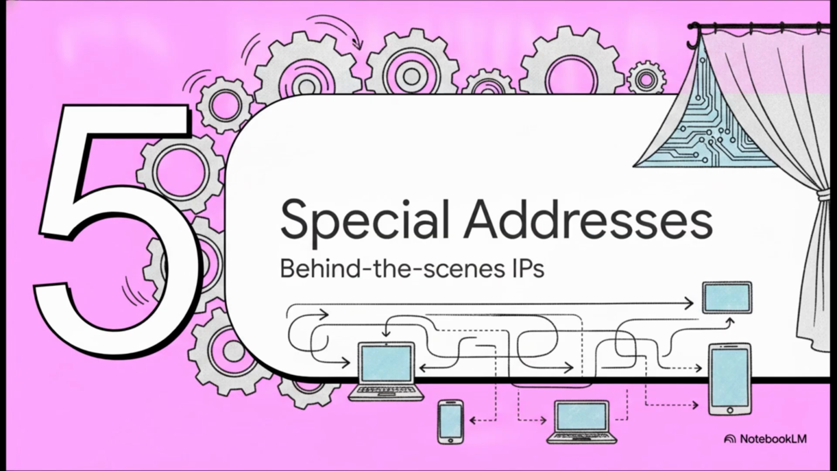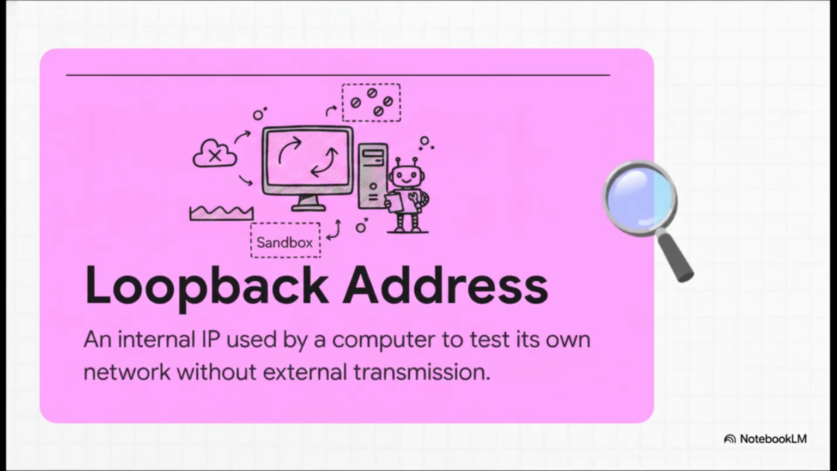And finally, Section 5, Special Purpose Addresses. To wrap things up, let's peel back the curtain on a few specific IPs that perform unique, behind-the-scenes jobs on our devices. First up is the loopback address, which is universally designated as 127.0.0.1. Think of this as your local sandbox. If you're a developer and you want to test how a brand new web application runs, you ping this address. It essentially tells the computer to talk to itself, which allows you to safely run experiments on your own machine without ever sending data out to the external internet or risking breaking a live network.